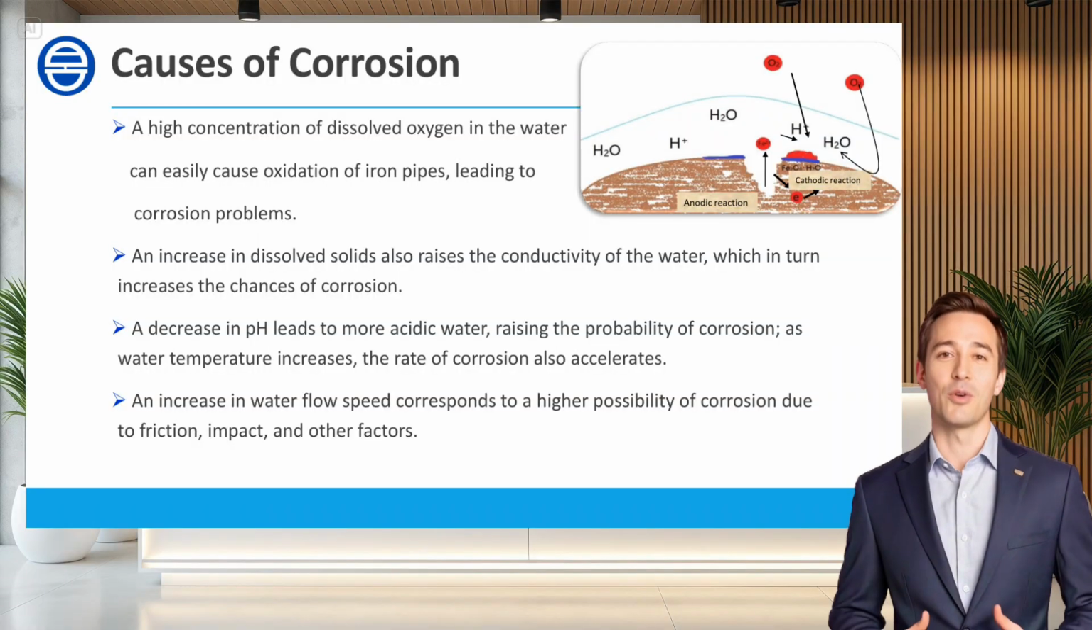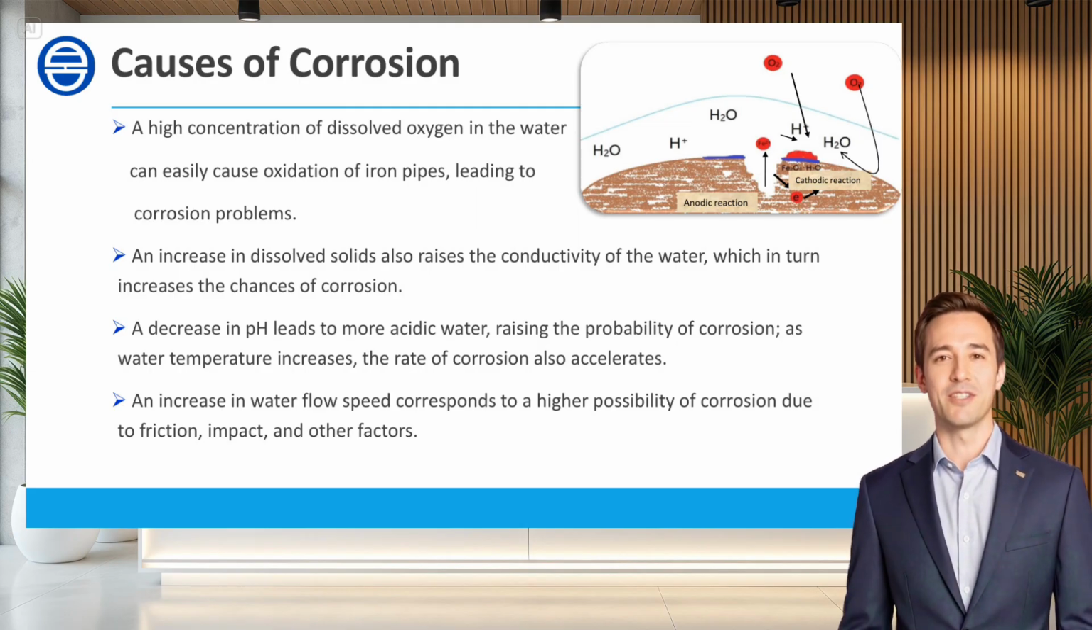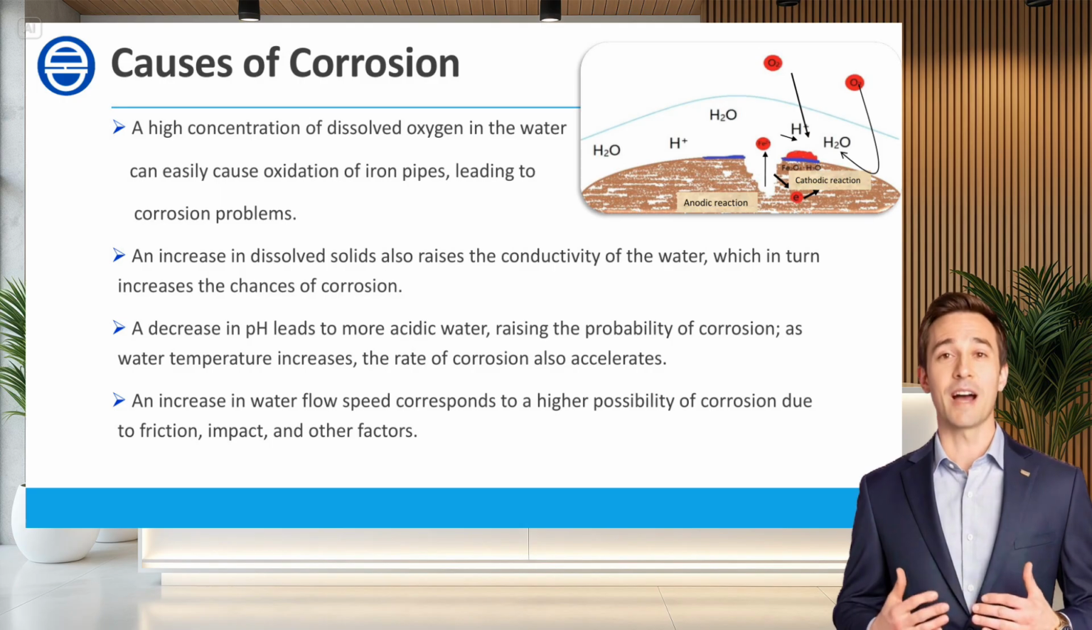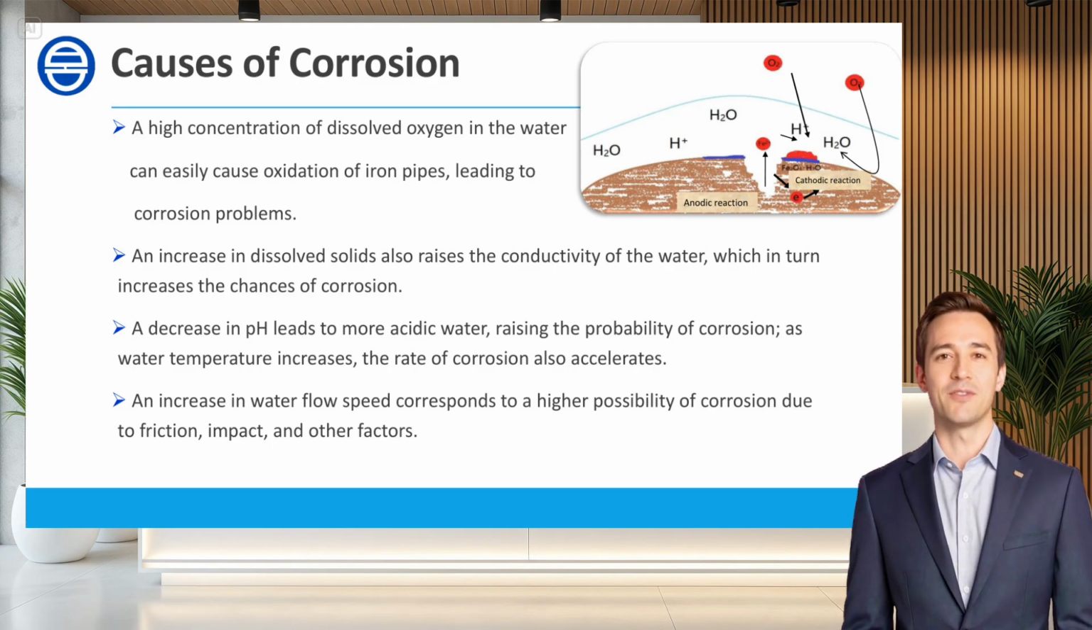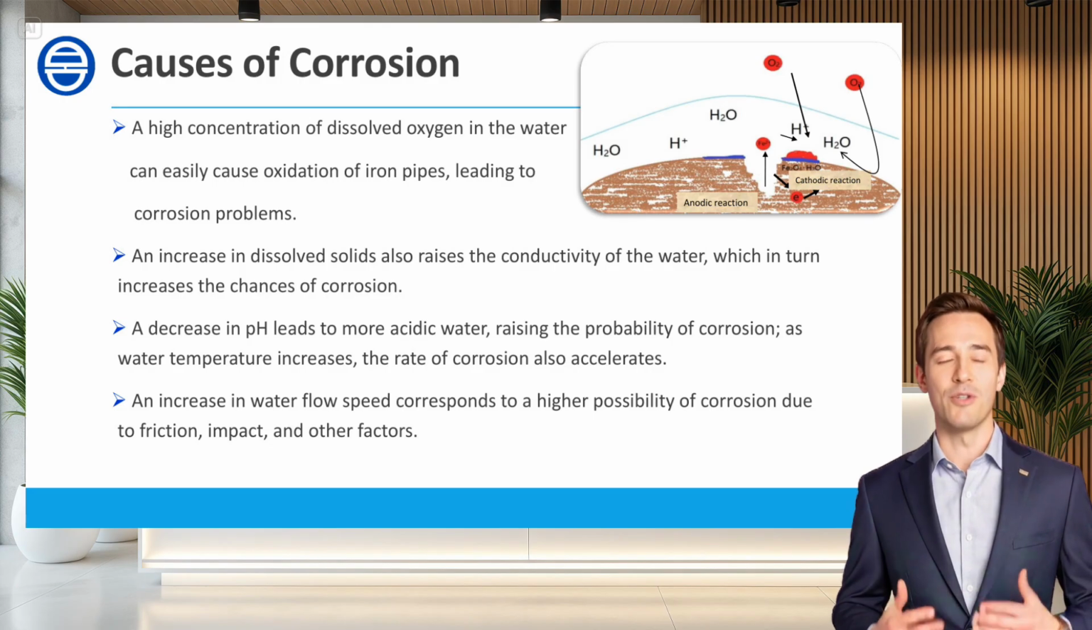When it comes to metal corrosion, there are actually many different causes. For example, if there's a high level of dissolved oxygen in the water, it can react with metal pipes and components, leading to oxidation and corrosion. Another factor is high levels of dissolved solids in the water. When that happens, the conductivity of the water increases, and that can also promote corrosion.